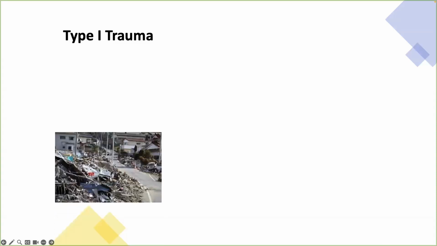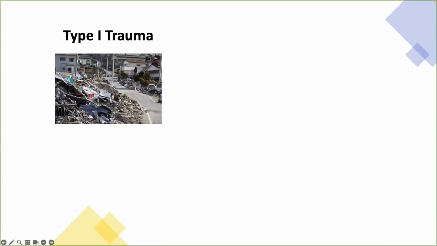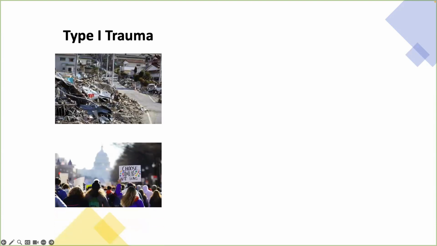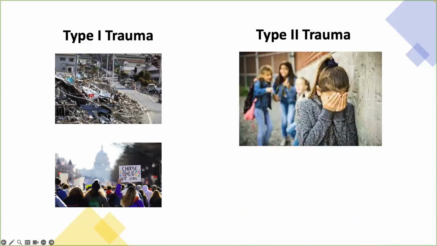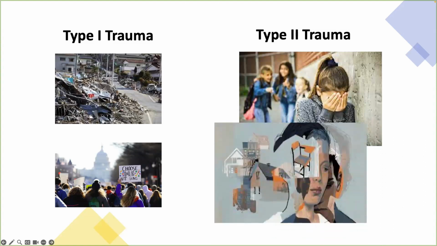Type 1 consists of events that are experienced in the short term, like natural disasters, accidents, shootings, and industrial accidents. Type 2 traumas are chronic, continuous, repeated, and long-term. Examples of type 2 traumas include bullying, exploitation, microaggressions, harassment, or isolation at school, extreme poverty, homelessness, and other displacements.